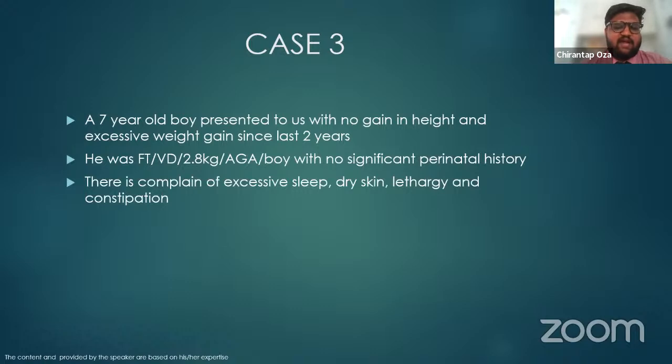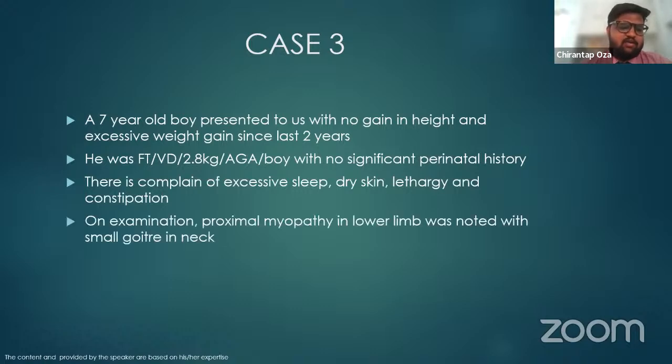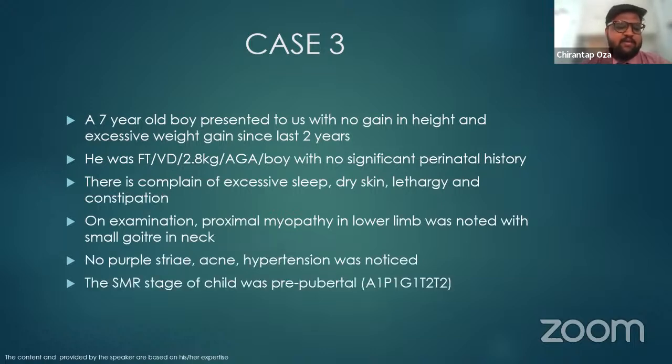We can see dry skin, lethargy, and constipation. On examination, proximal myopathy in lower limb was noted with small goiter in the neck. There is no purple stria, acne, or hypertension when the child was examined. And the SMR stage of the child was A1, P1, G1, T2, T2, which is Tanner stage 1, prepubertal.